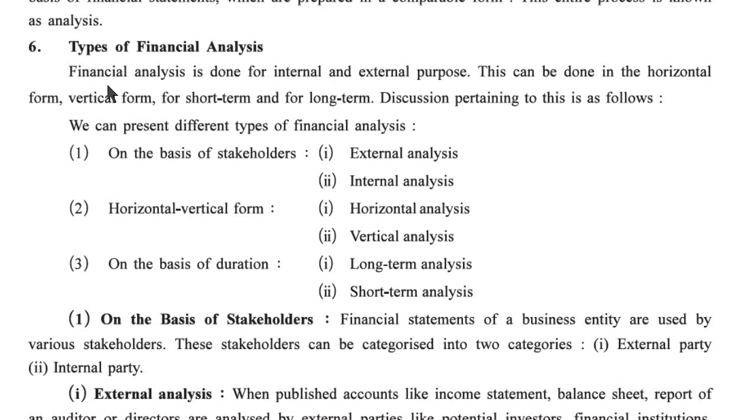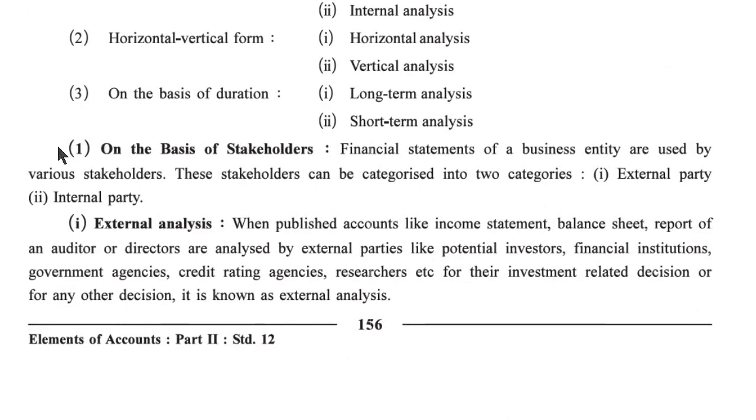Types of financial analysis. Financial analysis is done for internal and external purposes. This can be done in horizontal form, vertical form, for short term and for long term. Discussion pertaining to this is as follows. We can present different types of financial analysis: on the basis of stakeholders, external analysis and internal analysis; on the basis of form, horizontal analysis and vertical analysis; on the basis of duration, long-term analysis and short-term analysis.